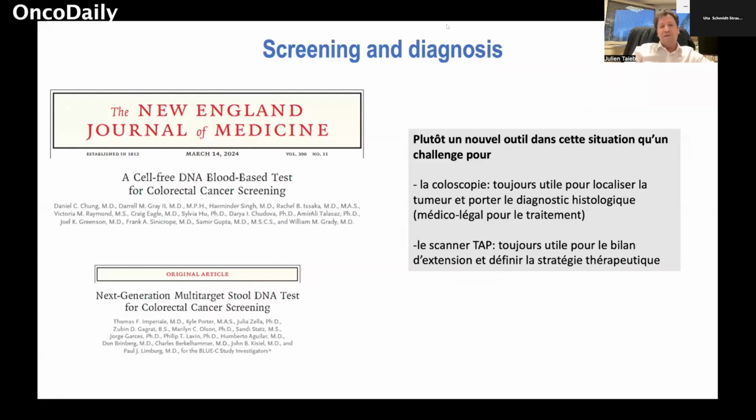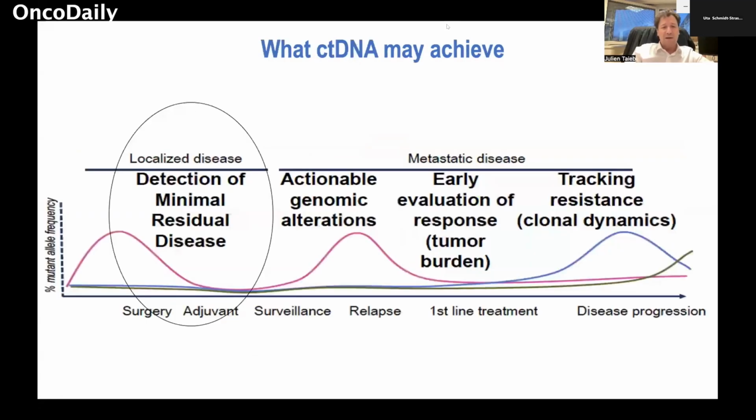For screening, I will be very fast. Two New England Journal of Medicine papers, one in the stool, one in the blood with circulating DNA, have been published this year, and probably in the future, the improvement in the performance of these tests will put ctDNA somewhere in the screening program, but we are not there today. It may come in the forthcoming years.